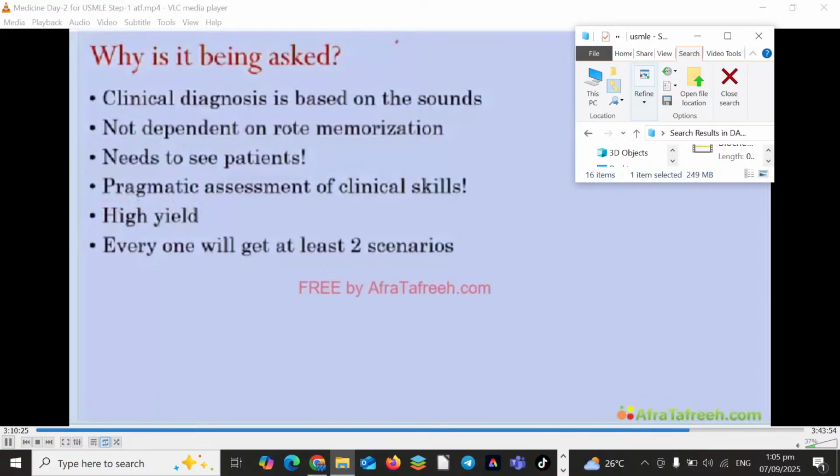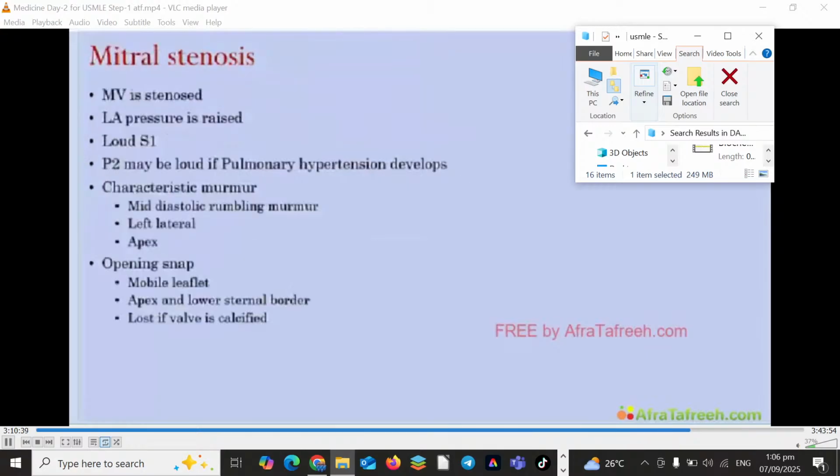Okay, and it cannot be answered on the basis of rote memorization. So I hope this point is clear. And we move on to different valves.